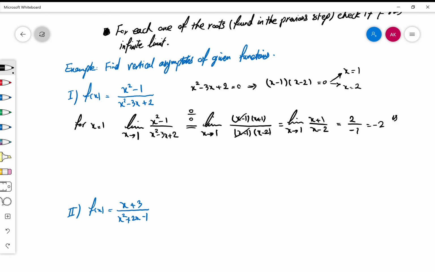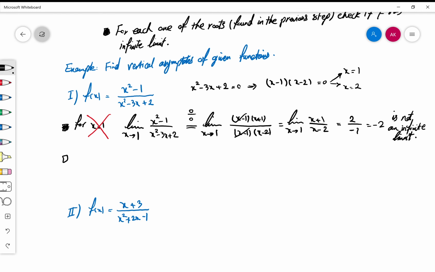This is not an infinite limit. What does it mean? It means that x equal to 1 is not a vertical asymptote. That's the first thing.